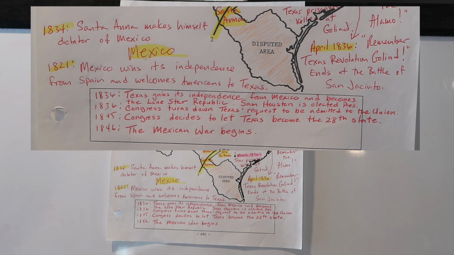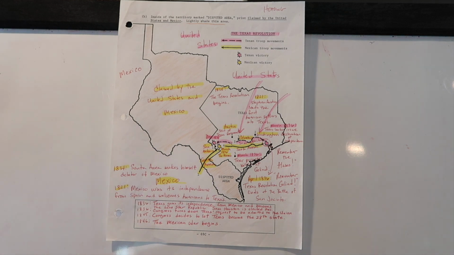Nine years they were the Lone Star Republic, not the Lone Star State that they call themselves today, the Lone Star Republic, because they were a separate country. And then in 1846, the acquisition of Texas eventually leads to the war that we're going to be studying today, the Mexican War.